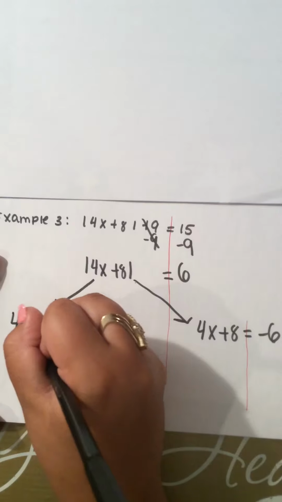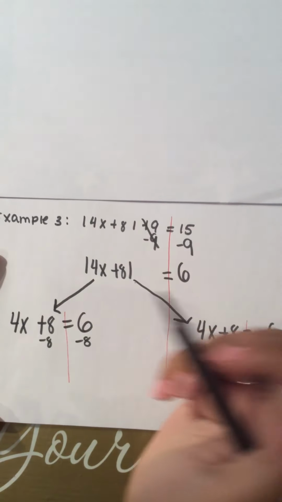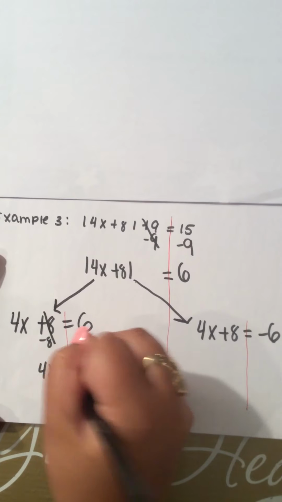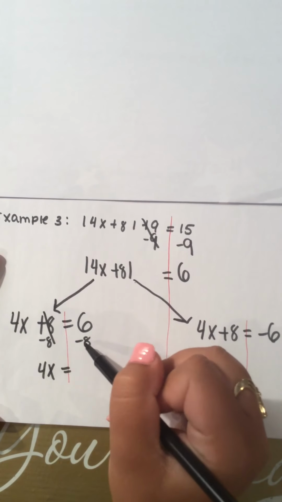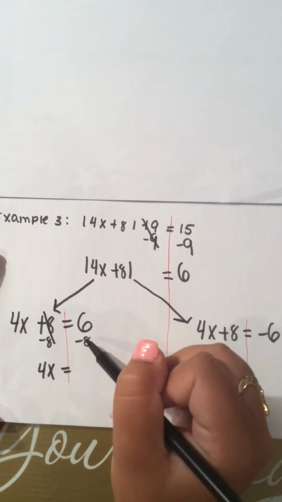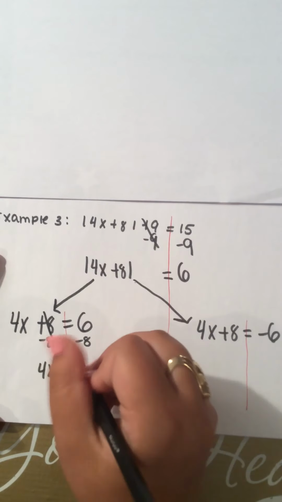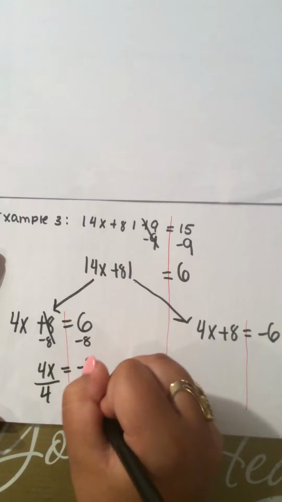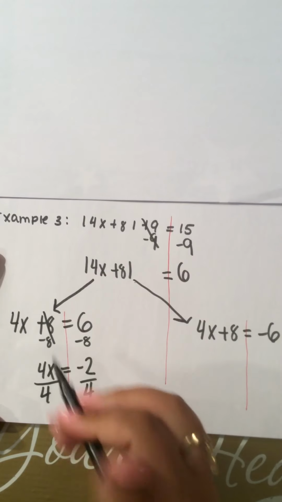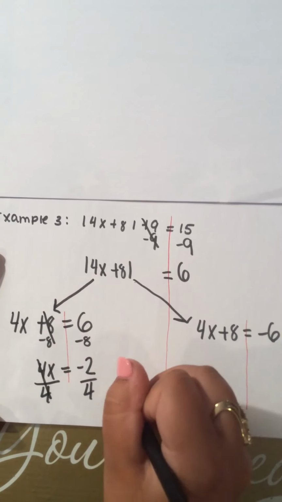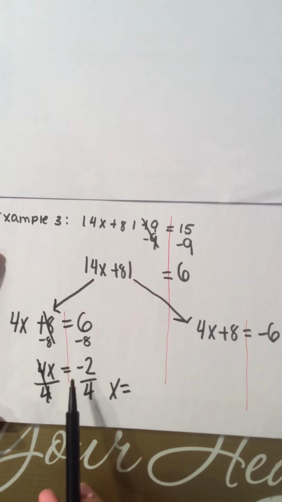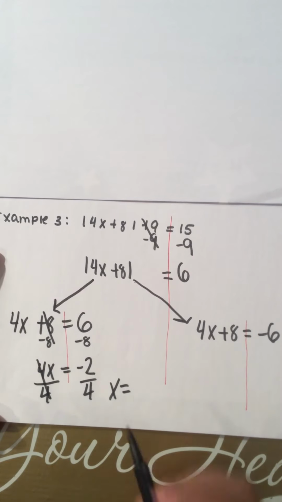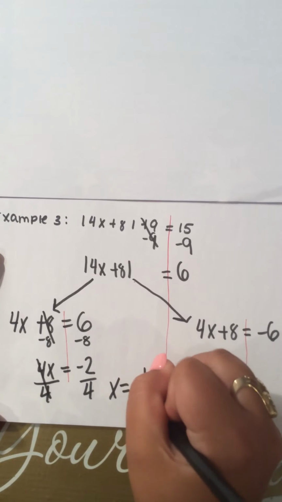I'm going to subtract 8 on both sides. The 8's cancel out over here. So I'm going to have 4x equals 6 minus 8, which is going to give me -2. I'm going to divide by 4 on both sides. Well, 4 divided by 4 is 1. X is going to equal, and right here, -2 over 4, this simplifies to -1/2.